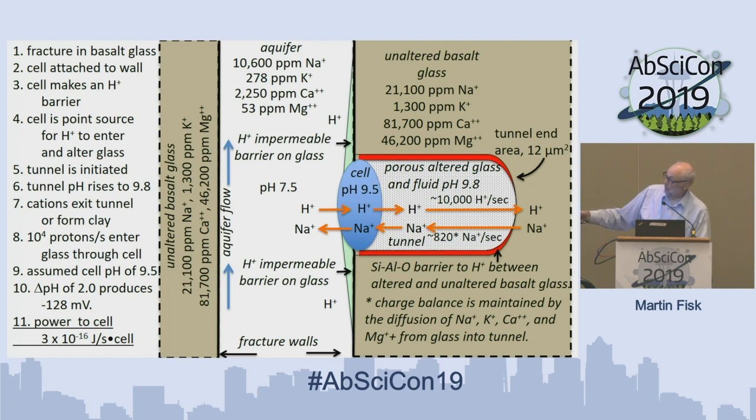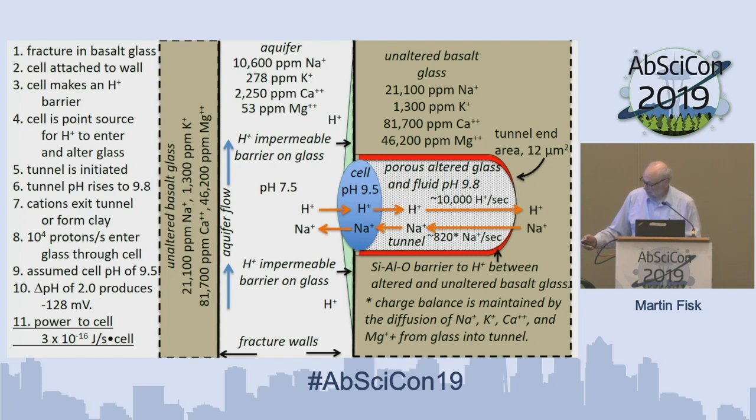pH in the tunnel rises to 9.8. They form the clay that you saw in that picture. And the potential across here, due to the 7.5 to 9.8 pH difference, is minus 128 millivolts. That's a big charge. And it's very similar to what is produced in cells when they make their own proton gradient with those three little molecules I was pointing out early on.